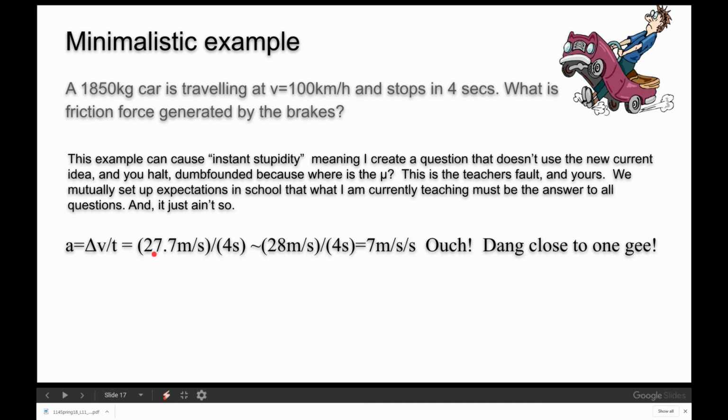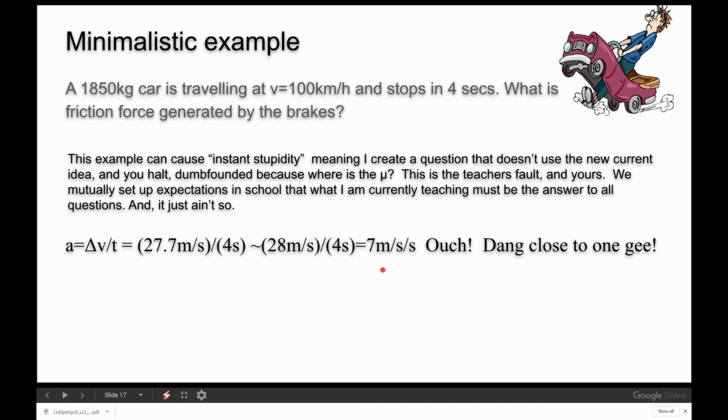This guy is coming from 27.7 meters a second and stopping in 4 seconds. We're all friends here. We round out. We get 7 meters per second squared stopping acceleration. Whew, that's close to 1G. You do realize, like, if 1G is 10, this is 70% of 1G.